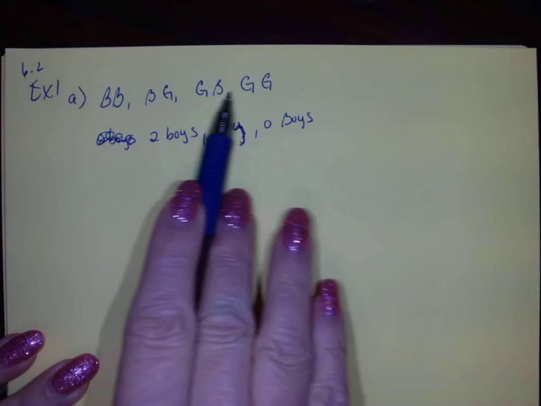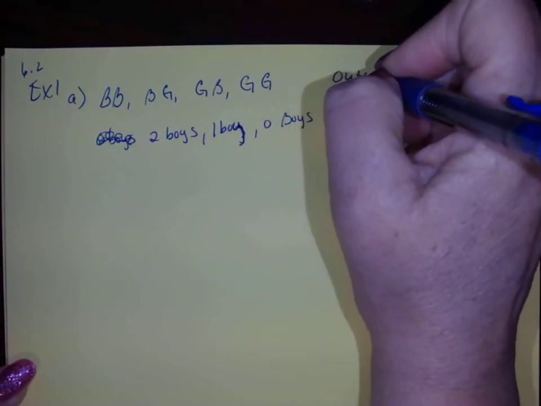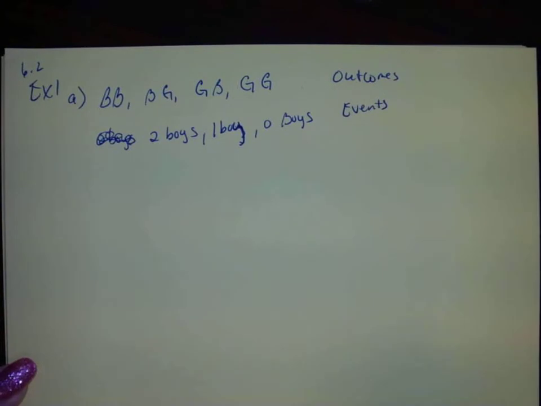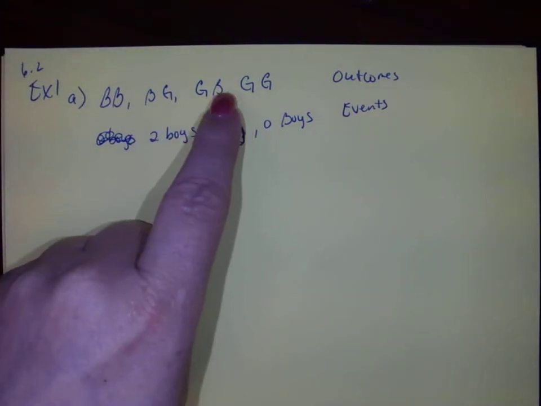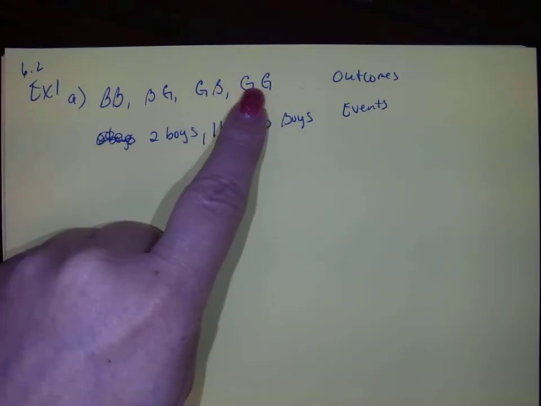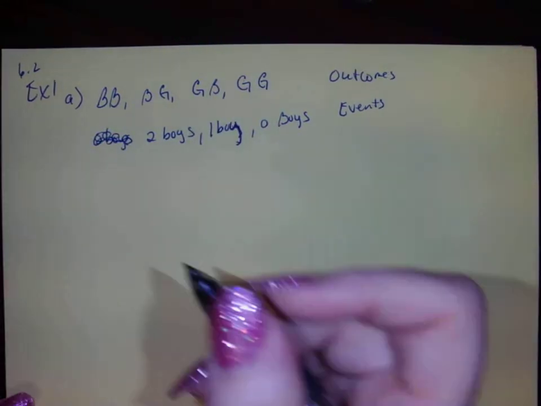These are the possible outcomes. So let's make a note. This is the outcomes. These are the events that can occur. All right. So that's the possible. We were asked to find the possible outcomes, and then what are the possible events. All right. So let's go and do part B.